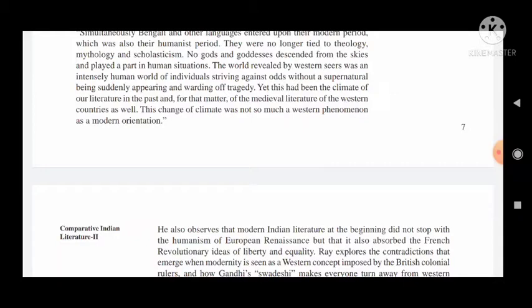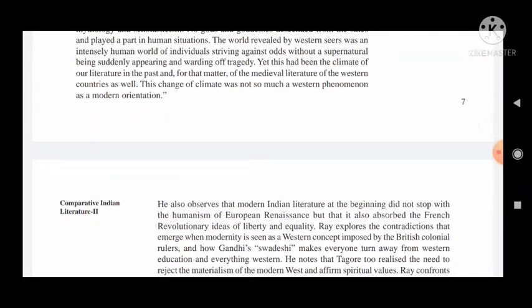No gods and goddesses descending from the skies was his thinking. The world revealed by Western seers was an intensely human world of individuals striving against odds, without a supernatural being suddenly appearing or warding off tragedy. Yet this had been the climate of our literature in the past, and for that matter of the medieval literature of the Western countries as well. This change of climate was not so much a Western phenomenon as a modern orientation.